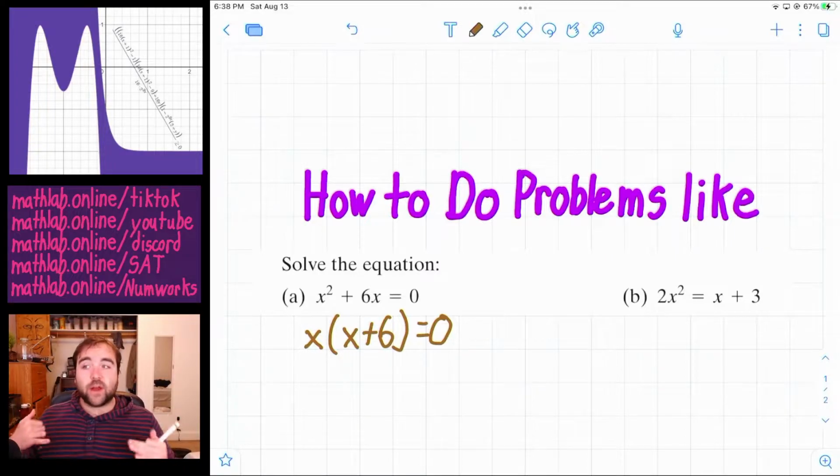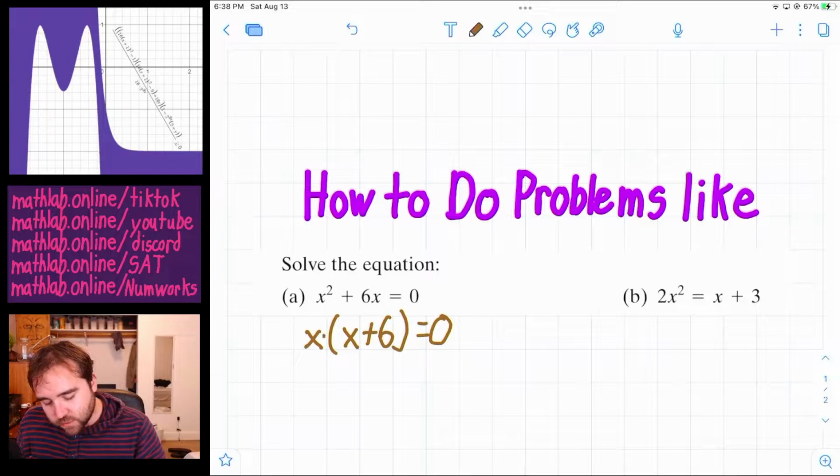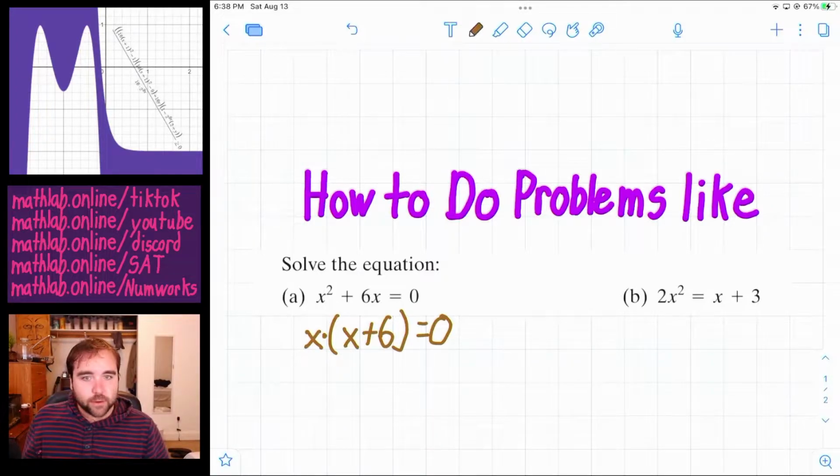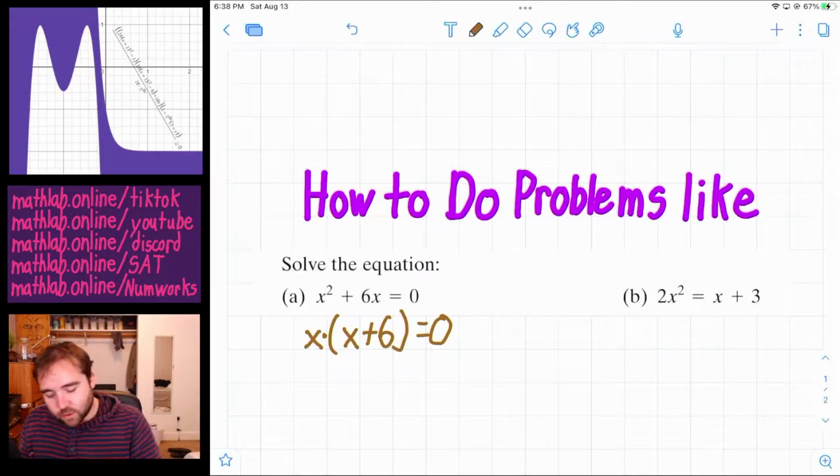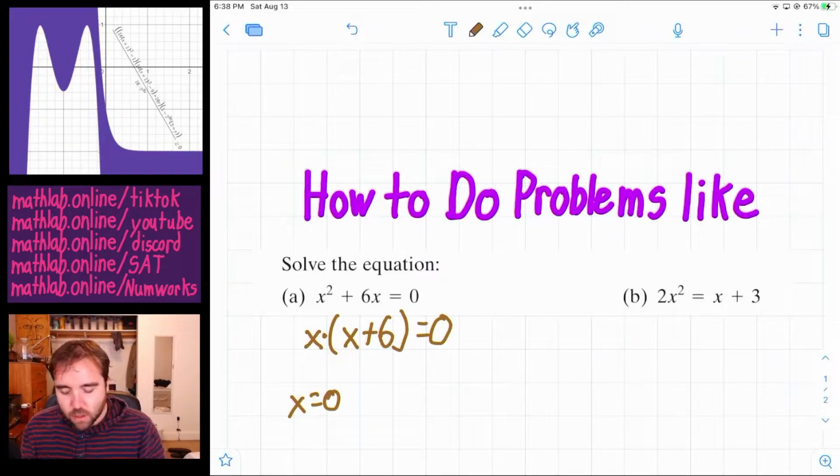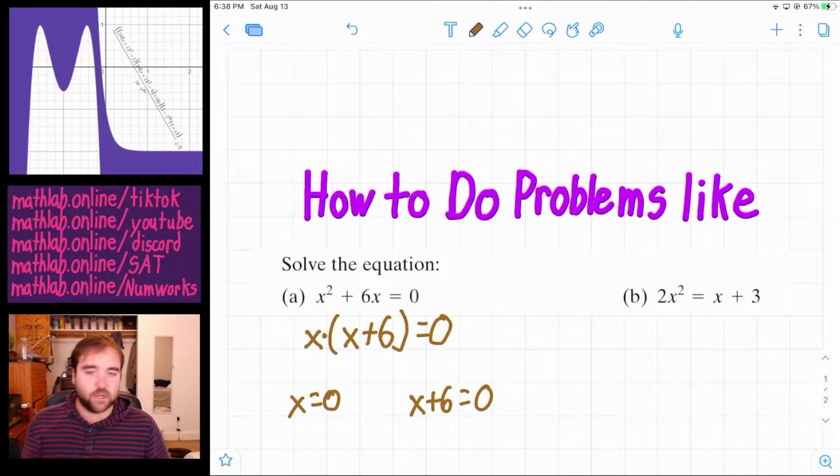And then now once you're factored, you do a very important thing. So look at what we have. We have two things that are multiplied together to get 0. And so think about that for a second. And how does that happen? Well, if two numbers multiplied together to get 0, one of them has to be 0. So that's how we proceed with this. We say either x equals 0 or x plus 6 equals 0. And that's going to give us two more equations. That's going to give us two solutions.